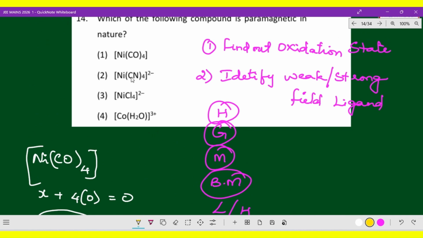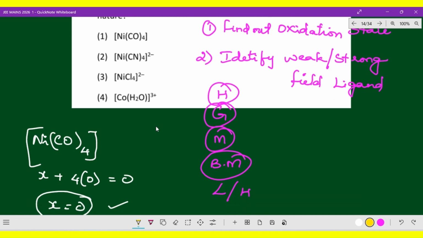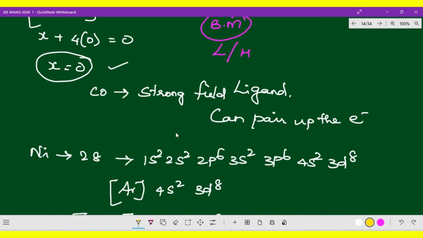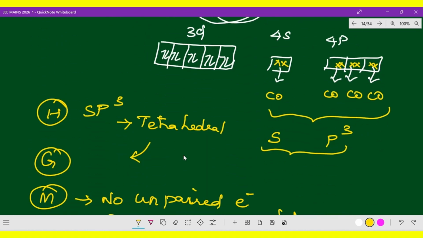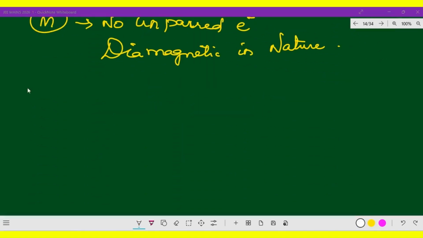Now the next ones: [Ni(CN)4]2-, [NiCl4]2-, [Co(H2O)6]3+. Let us check one by one. Which is paramagnetic? Easily we can identify according to the same points. For nickel cyanide, it is the same kind of compound: [Ni(CN)4]2-.